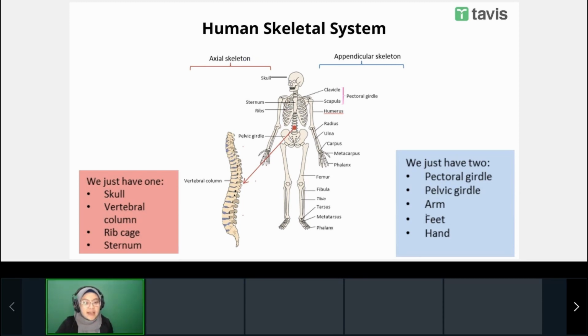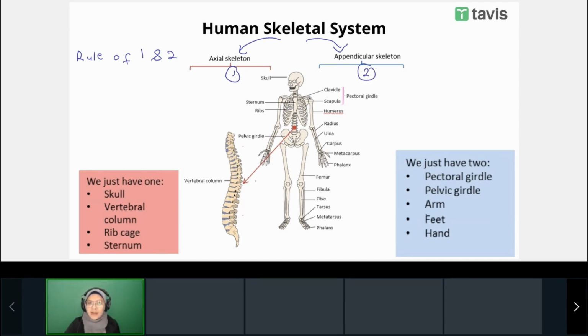The first one is the axial skeleton, and the second one is the appendicular skeleton. Teacher, how can I know which one is axial and which one is appendicular? Okay, now I give you a simple method to memorize any skeleton. We call this the rule of 1 and 2. 1 for axial skeleton, 2 for appendicular skeleton.